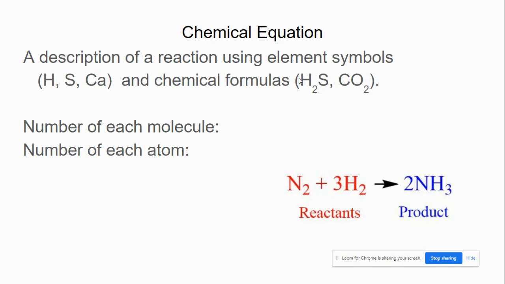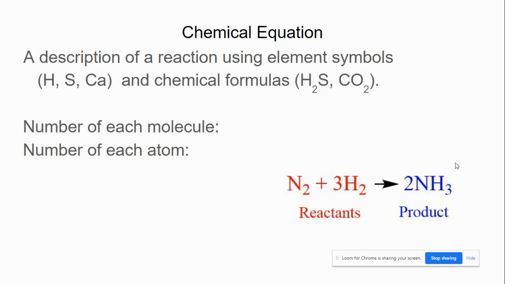So within this molecule of H2S, I have 2 hydrogen atoms and 1 sulfur atom. And that's our subscript that tells us that number. Remember that if there's not a number down here, that's a 1. We have 1 sulfur. And so in this molecule here, I've got 1 carbon and 2 oxygens.